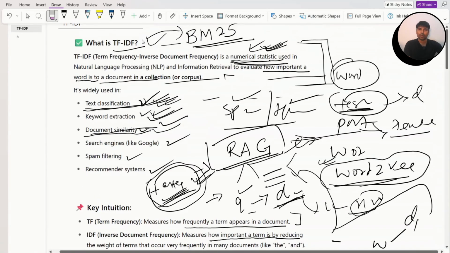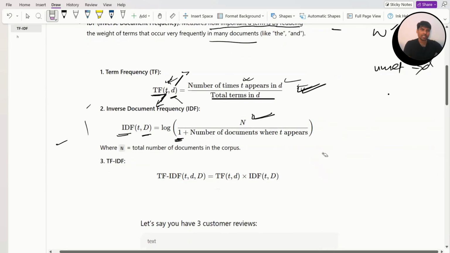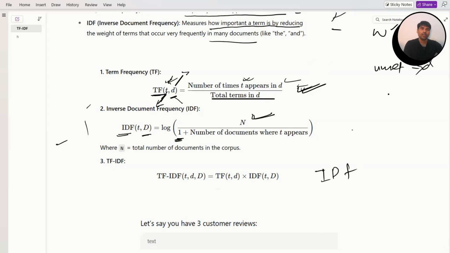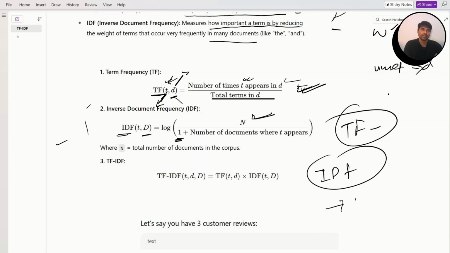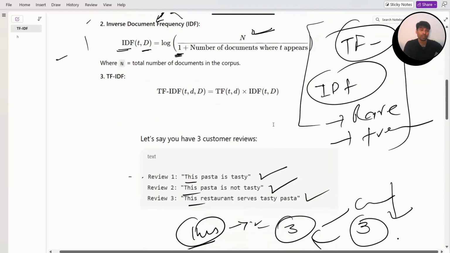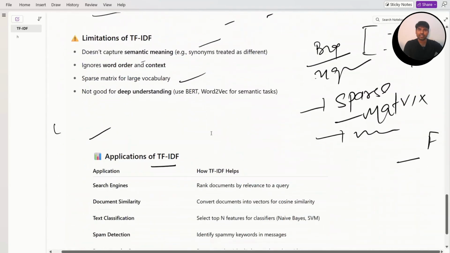I hope you understand what TF-IDF is, what its importance is, what the mathematical intuition is, and how to find it. A very important interview question I have seen: people ask why we need IDF. Why is TF alone not sufficient? How does it deal with rare words and frequent words? These are a couple of interview questions they can ask you. I hope you got the whole understanding of how it deals with rare and frequent words, how we prepare this table, and where it can be used.